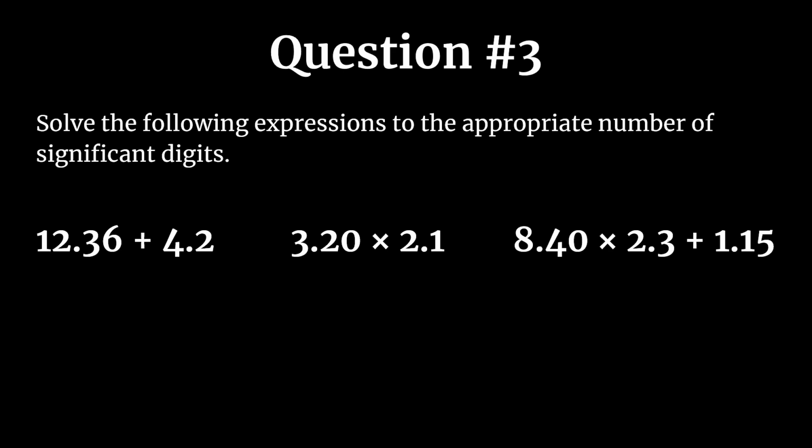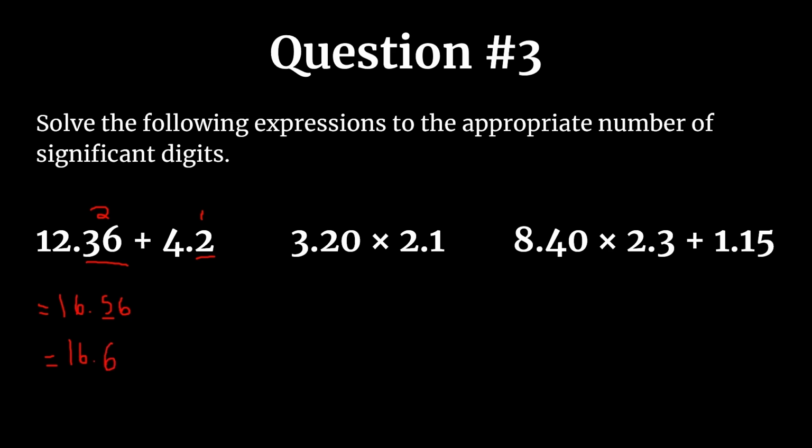In our first expression, we are adding 12.36 with 4.2, and if you do this in your calculator, you get 16.56. Now, when we are doing addition, we round to the least amount of decimal places according to all the numbers within the expression. In 12.36, there are 2 decimal places, but in 4.2, there's 1 decimal place. And because this is the least amount of decimal places, then we have to round our final answer to 1 decimal place. Because 6 is greater than 5, we round up, and so our final answer for the first expression is 16.6.